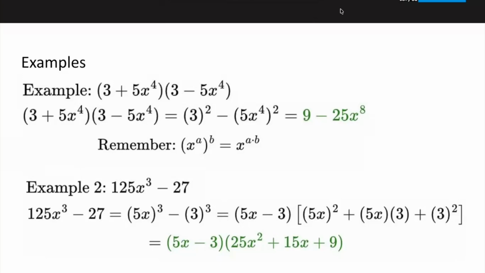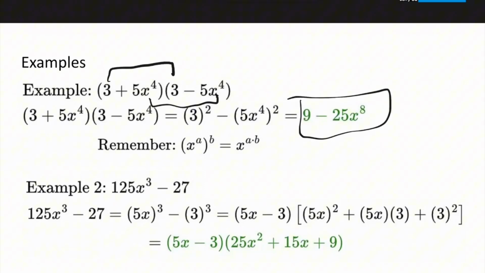Now let's see some examples. When you have 3 plus 5x to the fourth times 3 minus 5x to the fourth, you can immediately recognize that this is a difference of squares. So instead of doing the FOIL stuff, what you could do is just know that it's the first term squared minus the second term squared. And this is going to be your end product. Remember, as always, x to the a, to the bth power, is equal to x to the a times b.